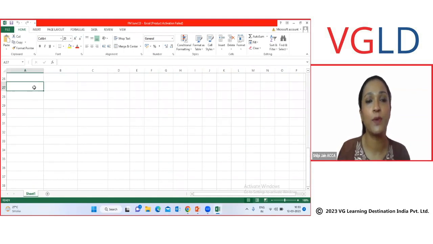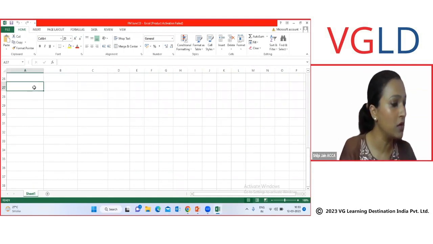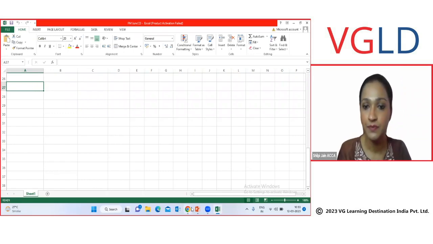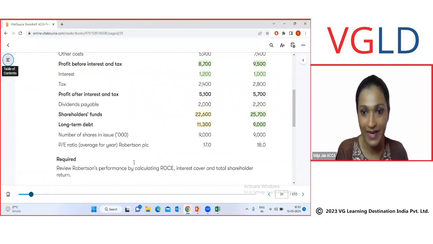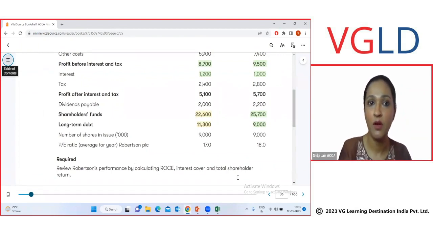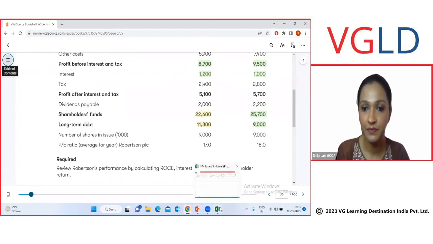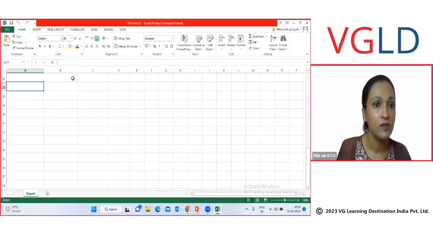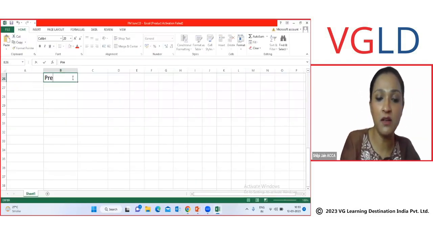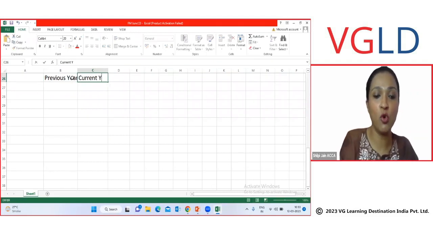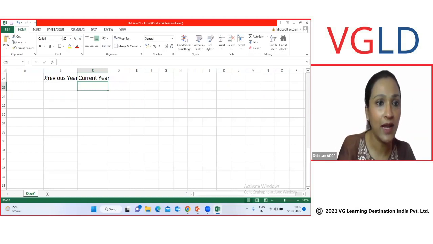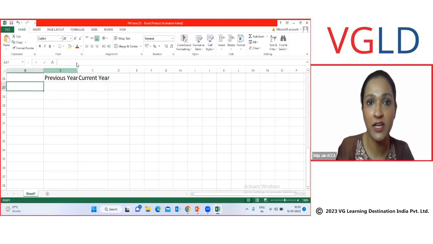Okay, wonderful. So let's quickly have a look. Let me also open up my book. So what do we have here? First thing we have to calculate what? We have to calculate the return on capital employed, interest cover, as well as total shareholder return. Okay, so I'll get that done. So we've got two things. We've got previous year. We have got current year. I'm just opening the physical book with me so that I can just quickly pour in the figures from the book.